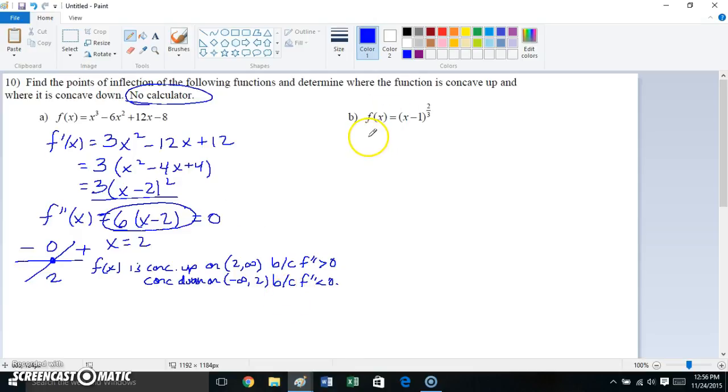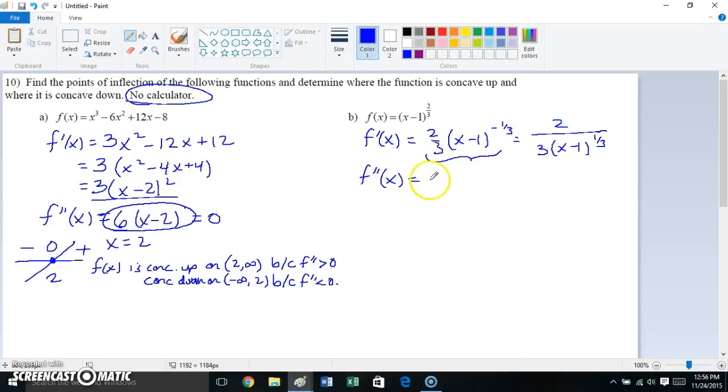All right, let's take a look at the second question, part B. f prime of x is (2/3)(x-1)^(-1/3). That's the same as 2 over 3 times (x-1)^(1/3). Okay, for this second derivative, I actually like this form better. So we're going to get -(1/9)(x-1)^(-4/3), or -1 over 9(x-1)^(4/3).